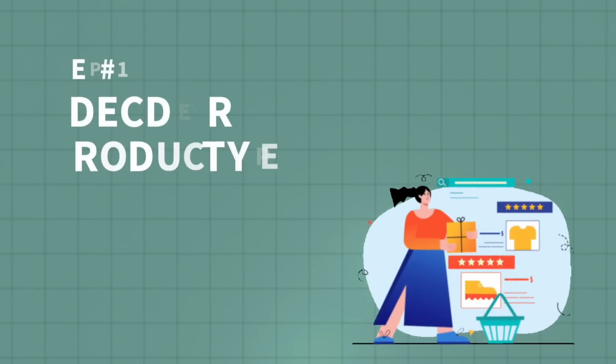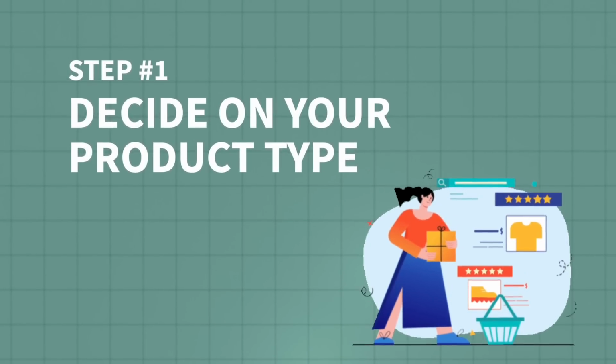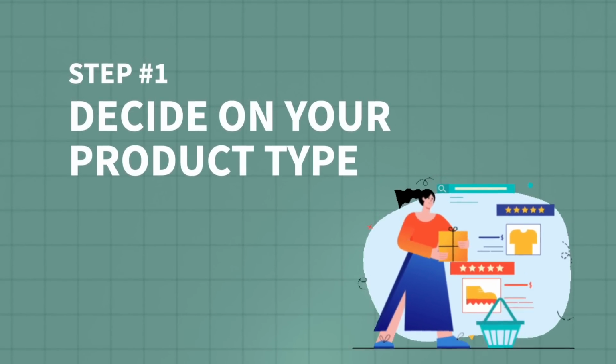Okay, so step number 1 when you're wanting to start selling digital products online is that you need to decide on your product type. Within the world of digital products, there's a wide range of different categories you can sell products in. So let's talk about a few of the main ones.